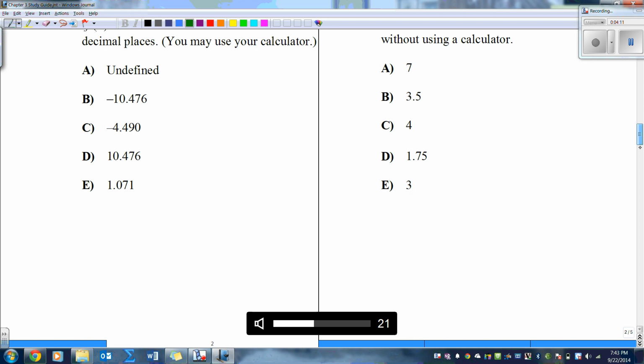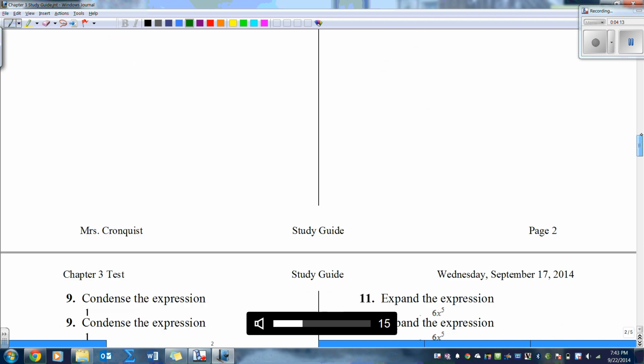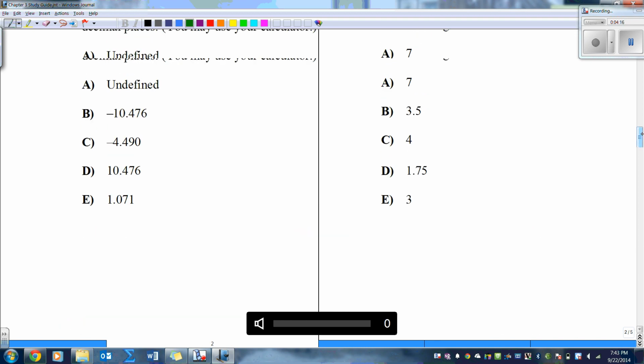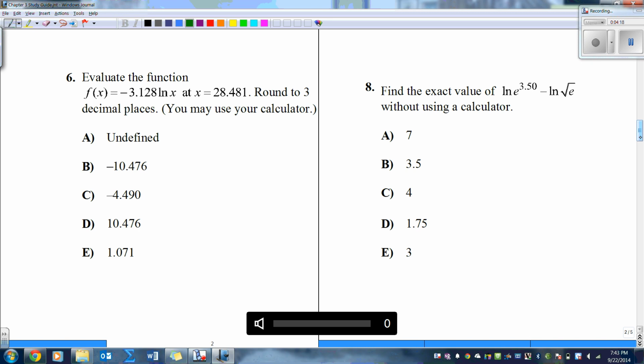Number 6. Oh, well, a little too far, sorry. Come on. All right. Move it down just a hair.